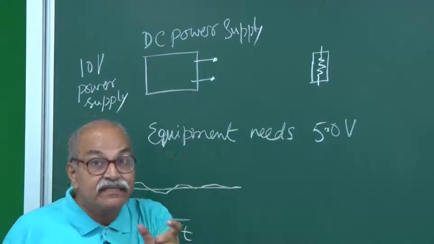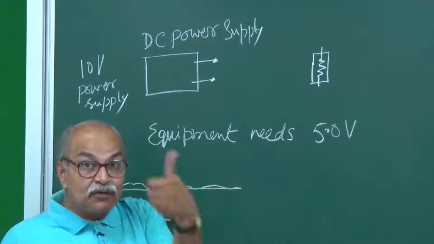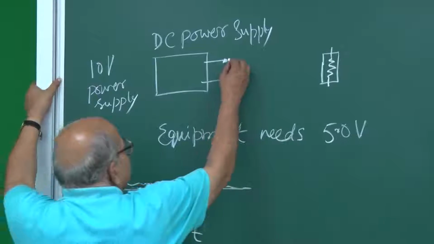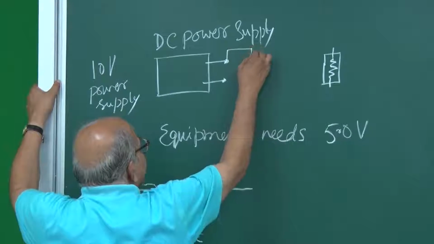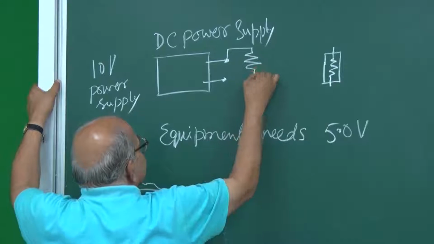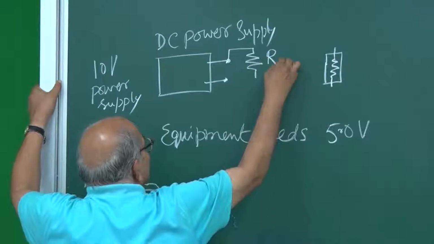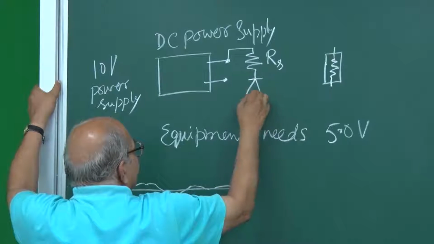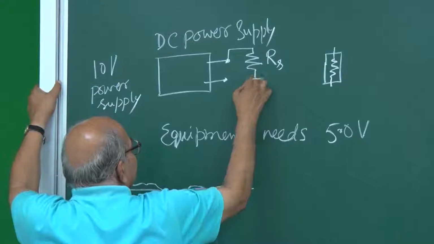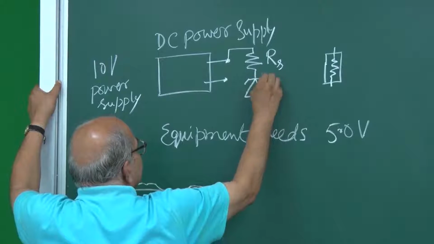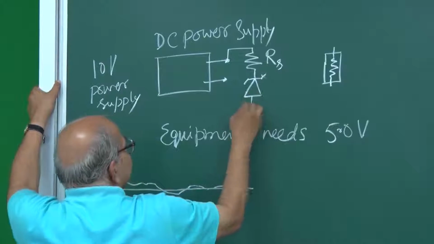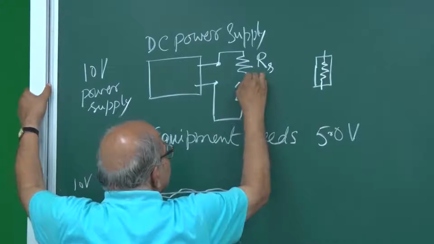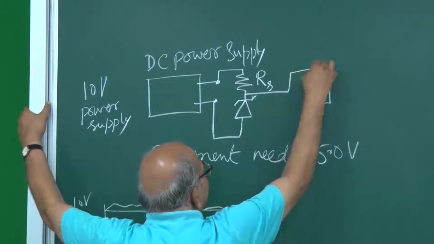So I'll take a Zener diode whose breakdown voltage is 5.0 volt, and then I'll connect it here. Let us say I connect it to a resistance normally called shunt resistance, and then this is the diode here, and that is in reverse bias. So this is the circuit I make here, and here I take my supply from.